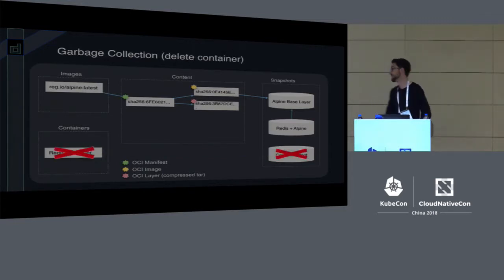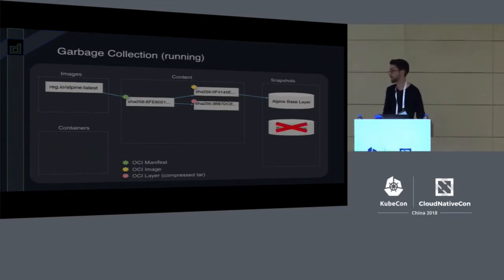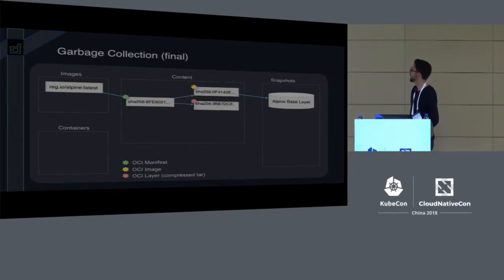If we now delete that container, normally when we delete a container, we also delete the root snapshot. The result is the same: this link disappears. The garbage collector comes along and deletes that Redis layer as it's no longer referenced. In the end, you get what you'd expect: we still have the Alpine image, the content, and the unpacked layer on disk.